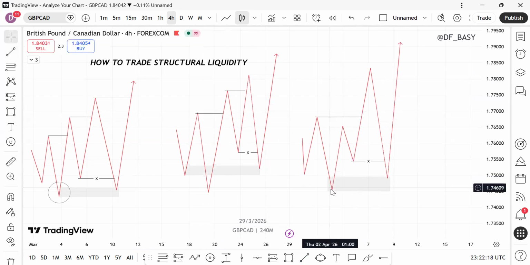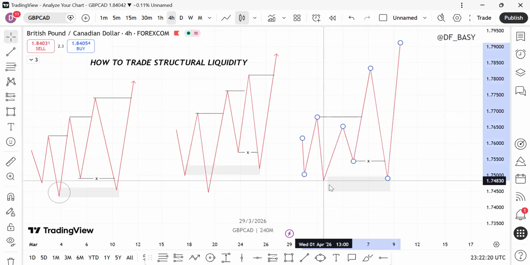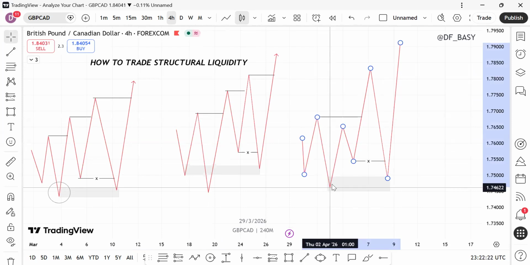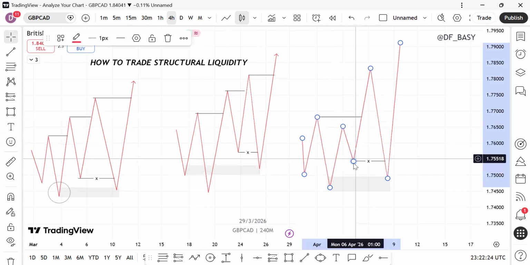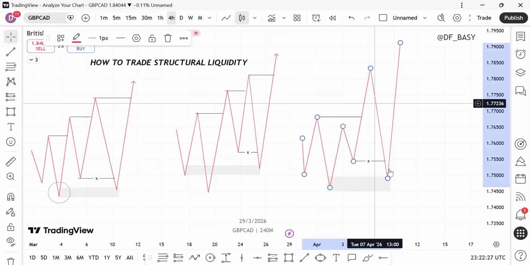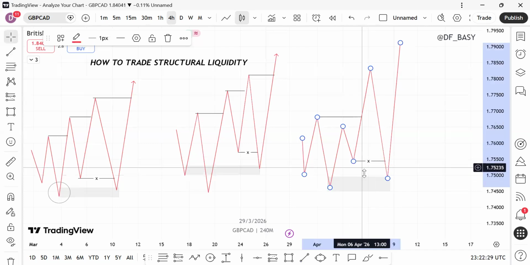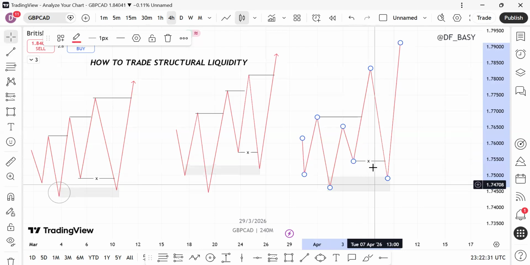So this one that sweeps this low here doesn't break structure, but it comes down and creates a liquidity that breaks structure. And this liquidity comes back, comes down, and it's now taken out. This is the structural liquidity taken out, bounce, then before breaking structure again.